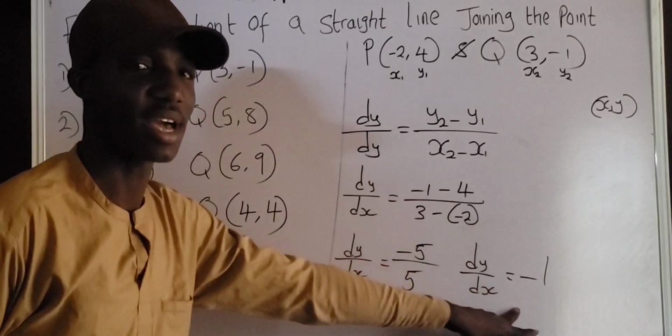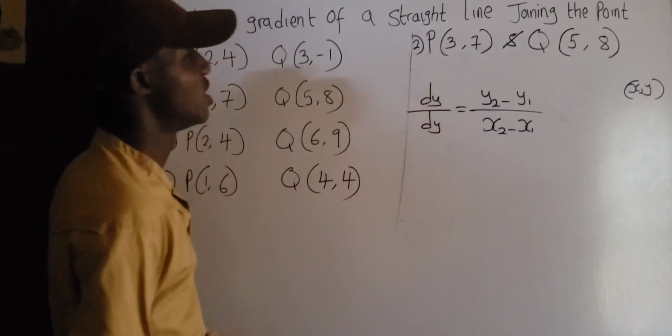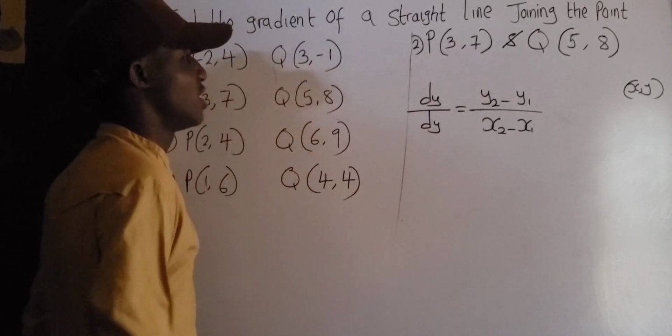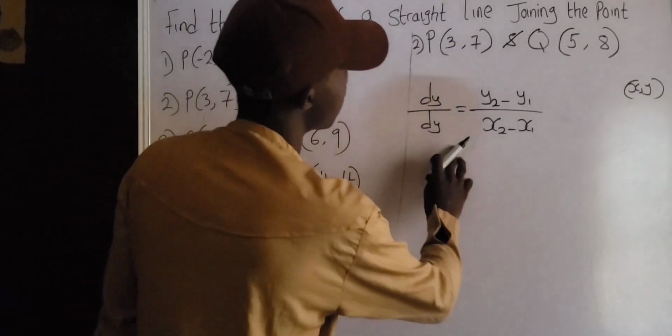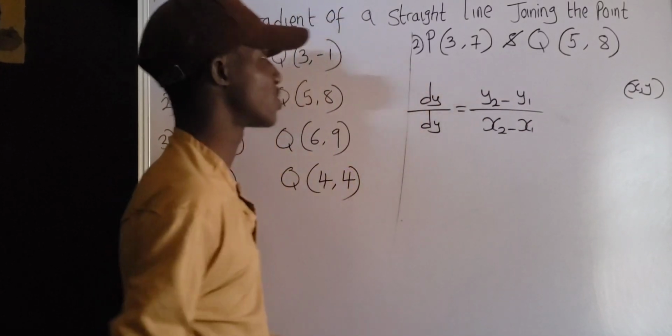Negative 1. Are you getting it? So now let us attempt question number 2. Let's find the gradient of this point. We can see that the formula for gradient is given by this: y2 minus y1 all over x2 minus x1.